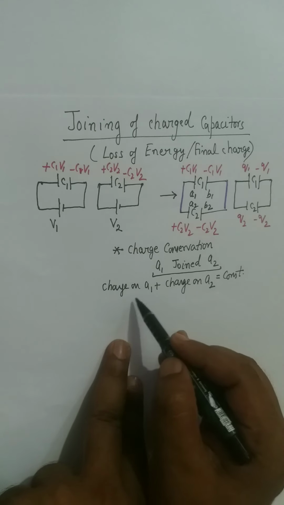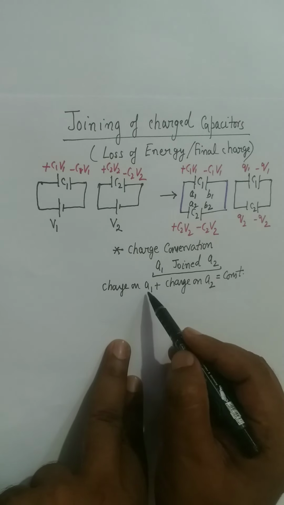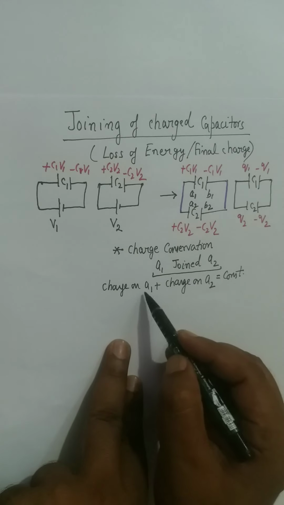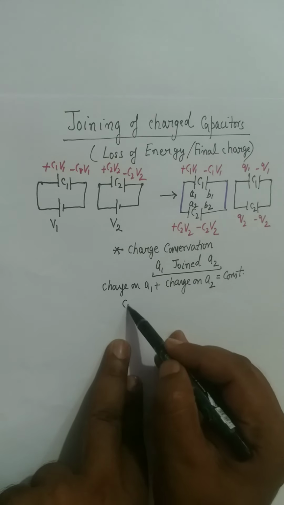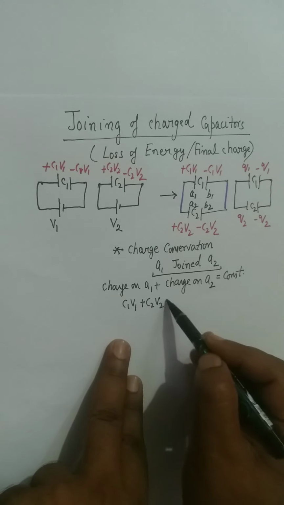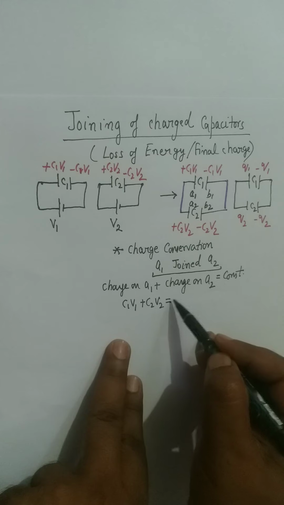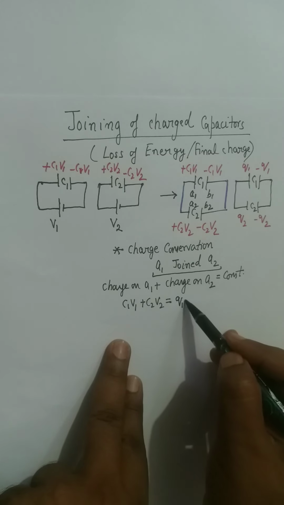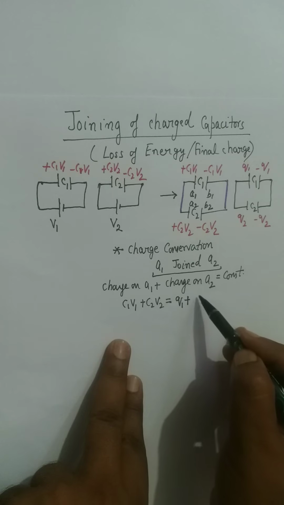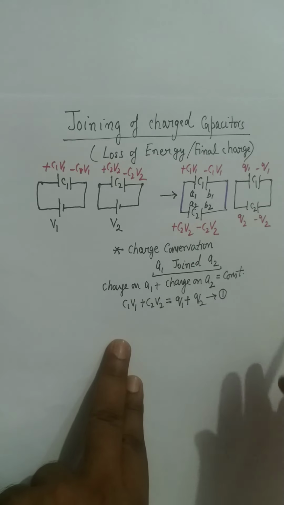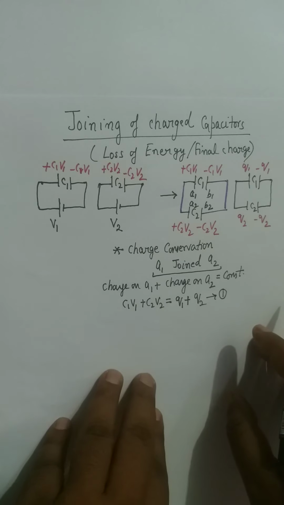So what is the charge on plate A1? In the initial condition, the charge on plate A1 is C1V1 and the charge on plate A2 is C2V2, whereas in the final condition, the charge on plate A1 is q1 and the charge on plate A2 is q2. So this is my first equation, which is conservation of charge.